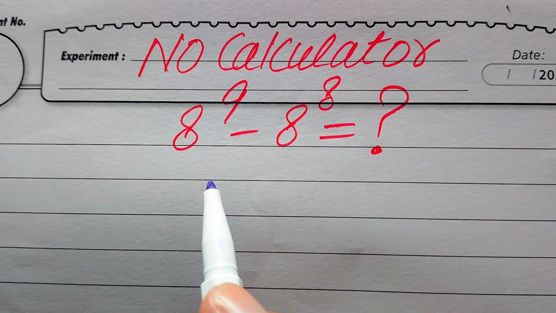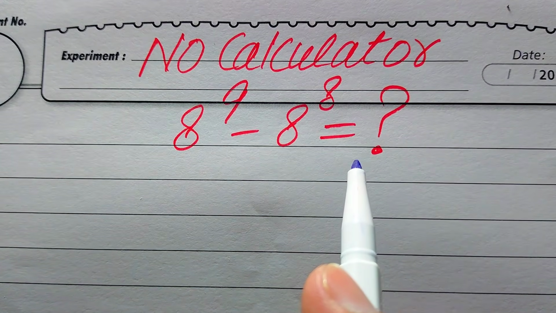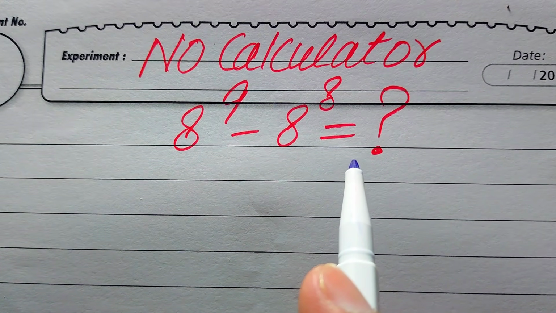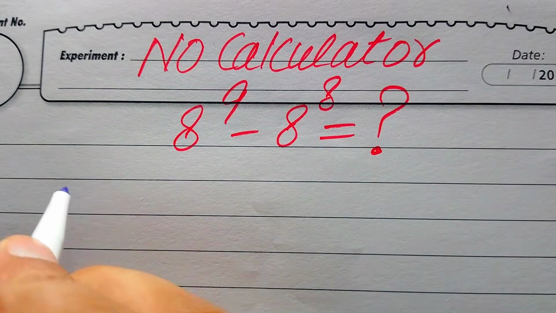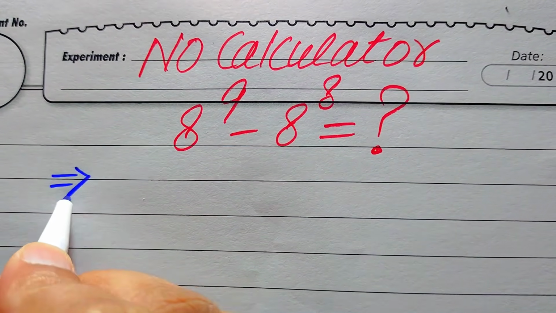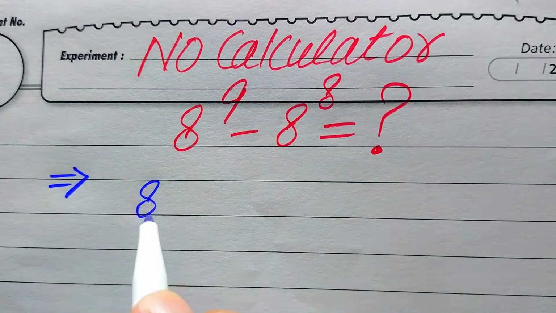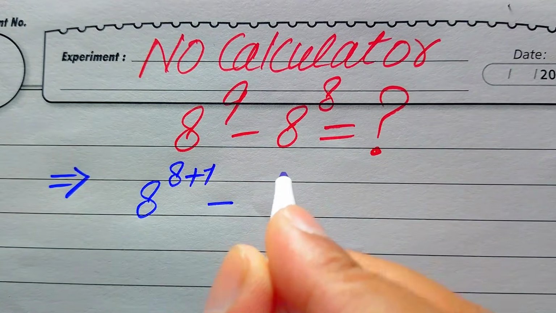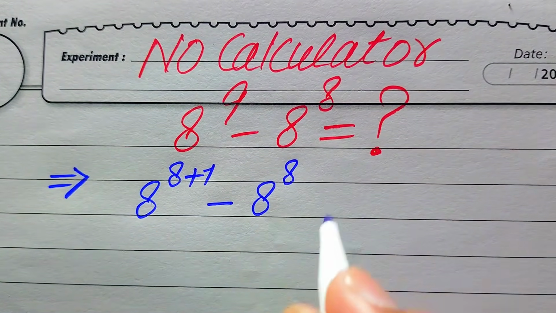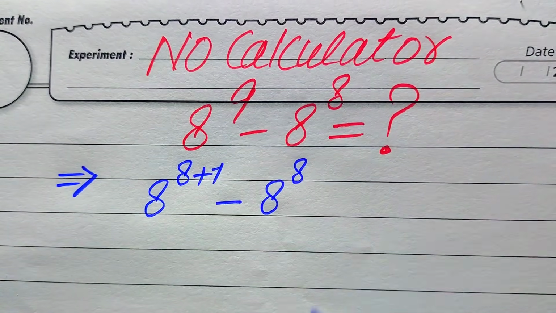So here we have 8 to the power of 9 minus 8 to the power of 8 equals what? We write this algebraic expression into the simplified form. Now we move towards the solution of this problem. First we rewrite this expression: 8 to the power of 9 as 8 to the power of 8 plus 1, minus 8 to the power of 8. And now in the next step, we use the nice exponential rule.